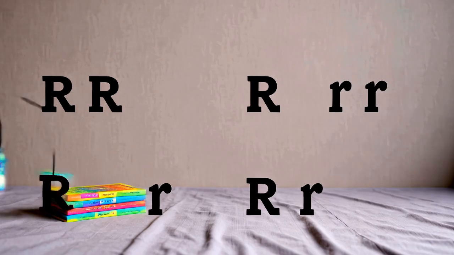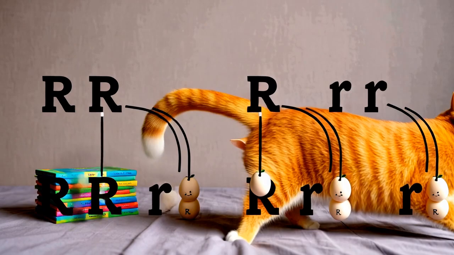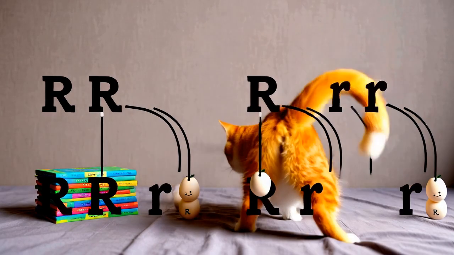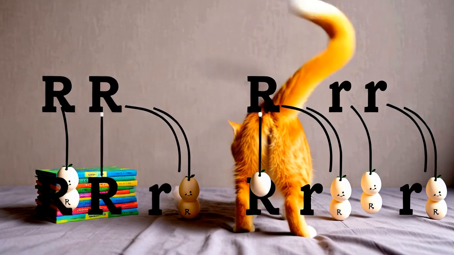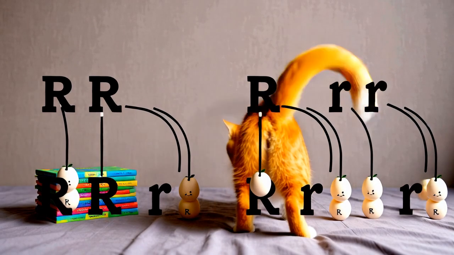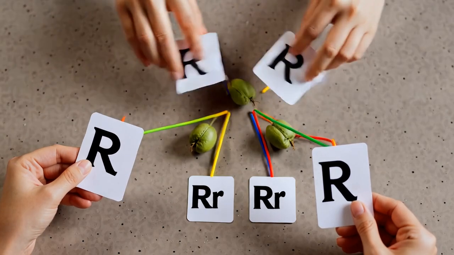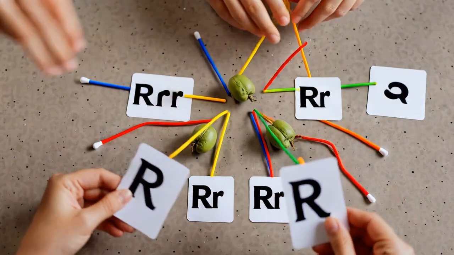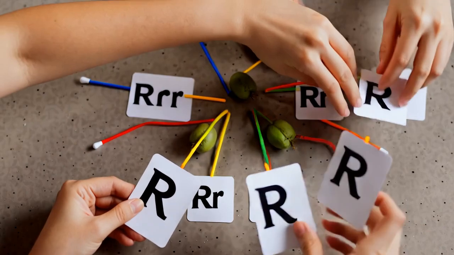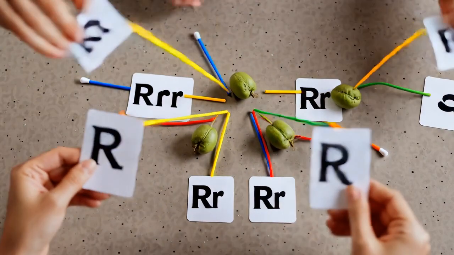For example, one pea parent might have two dominant cards for round peas. The other parent might have two recessive cards for wrinkled peas. Every baby gets one dominant and one recessive card. Result, all peas look round. Now, if both parents each carry one dominant and one recessive card, things get interesting. Babies can get different combinations, two dominant, one of each, or two recessive. That means a mix of round and wrinkled peas appears.